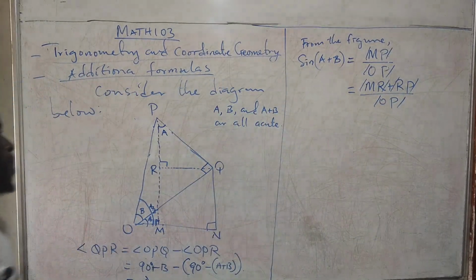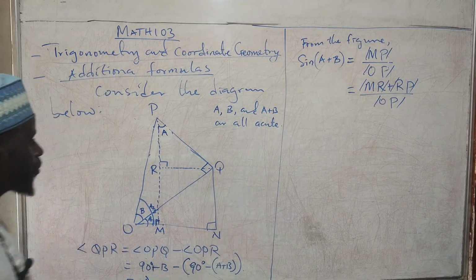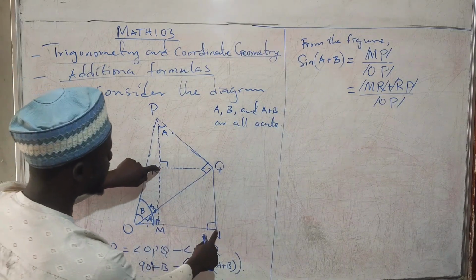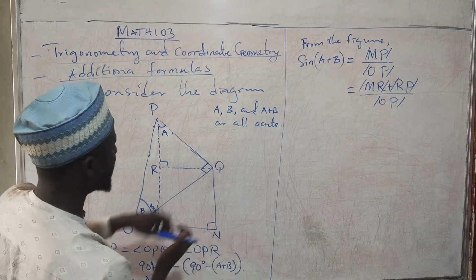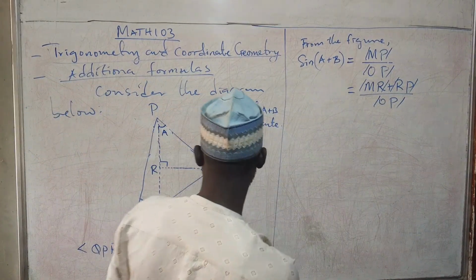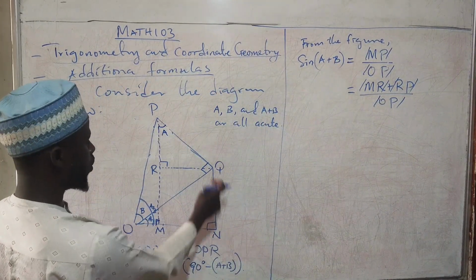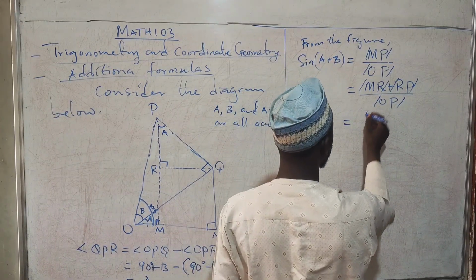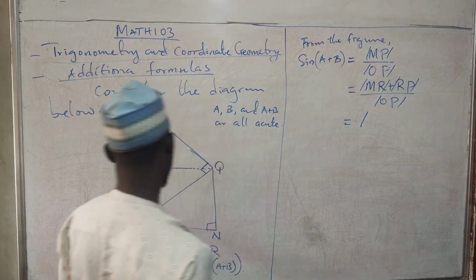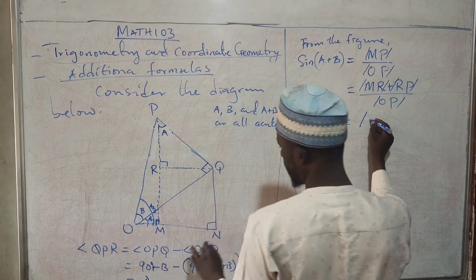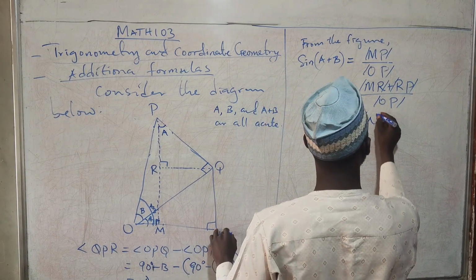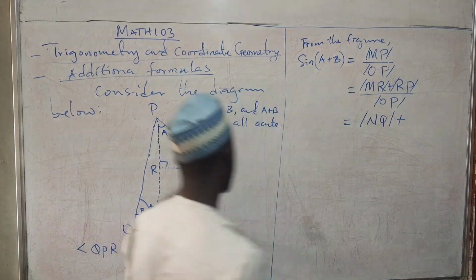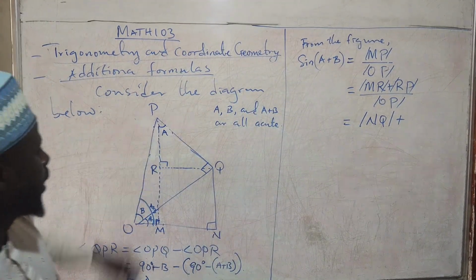Line segments, okay? But this MR is the same thing as NQ because they are of the same length. So I can replace MR with NQ because they are equal. So I can just go ahead and say this is NQ plus the line RP.